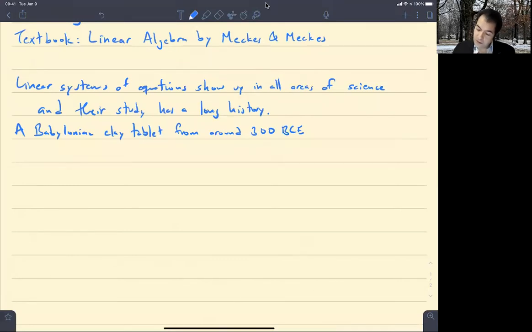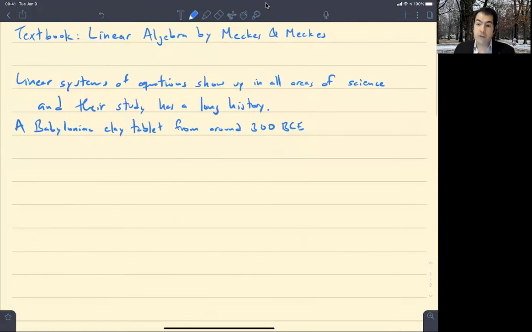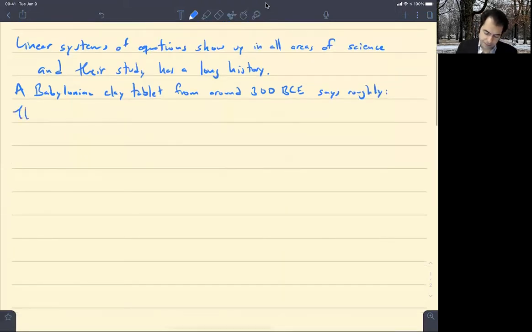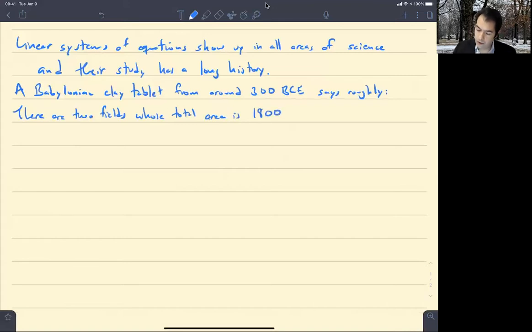This time, 300 BC, of course, is after the conquest of Alexander the Great. And so you have the Seleucid Empire ruling this area. But in any case, we have a clay tablet and it says roughly, there are two fields whose total area is 1800 square yards.